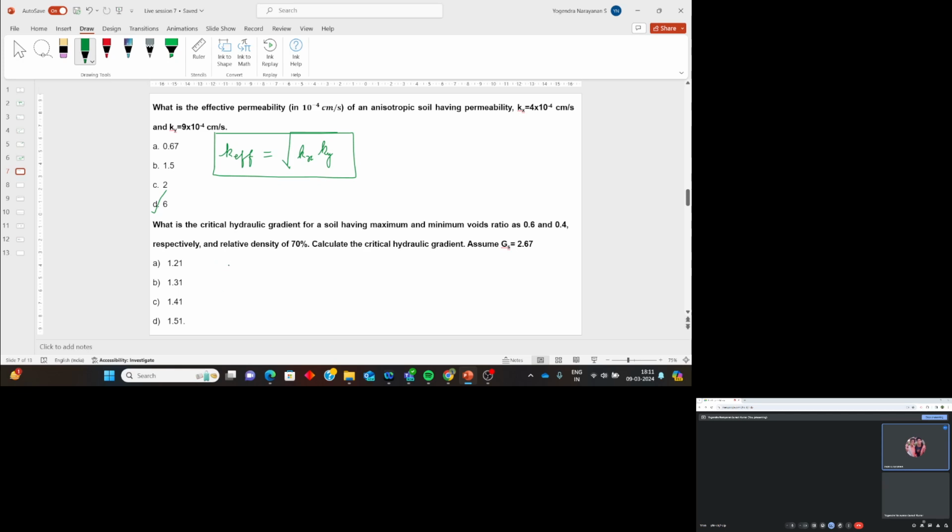So we know that relative density is equal to (e max minus e) by (e max minus e min), which will be 0.7. Just check whether your steps are right or wrong. 0.6 minus e by 0.2, which will be 0.14.